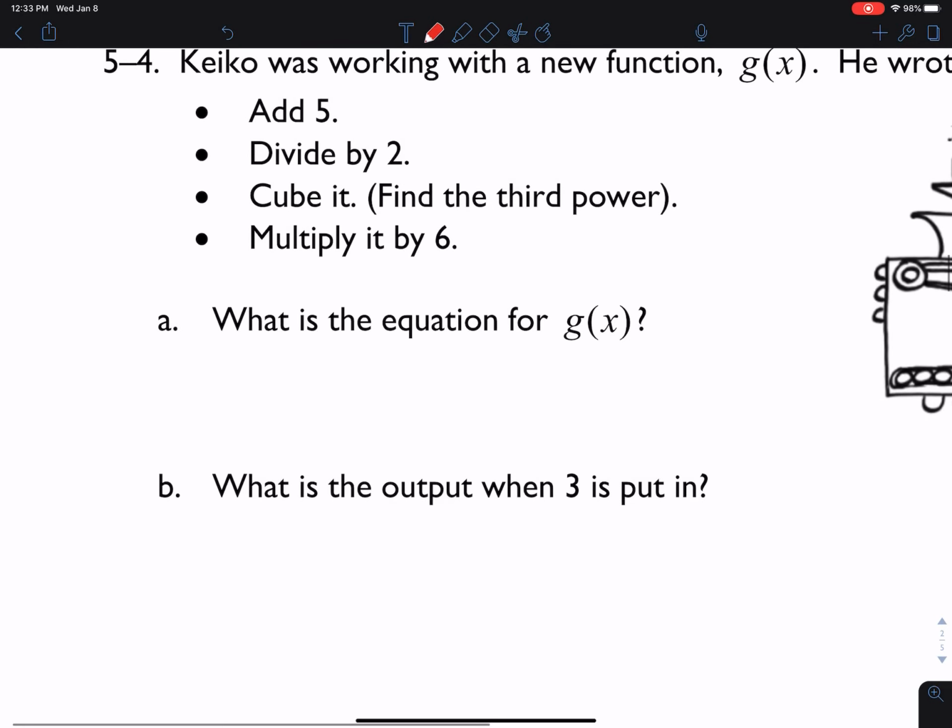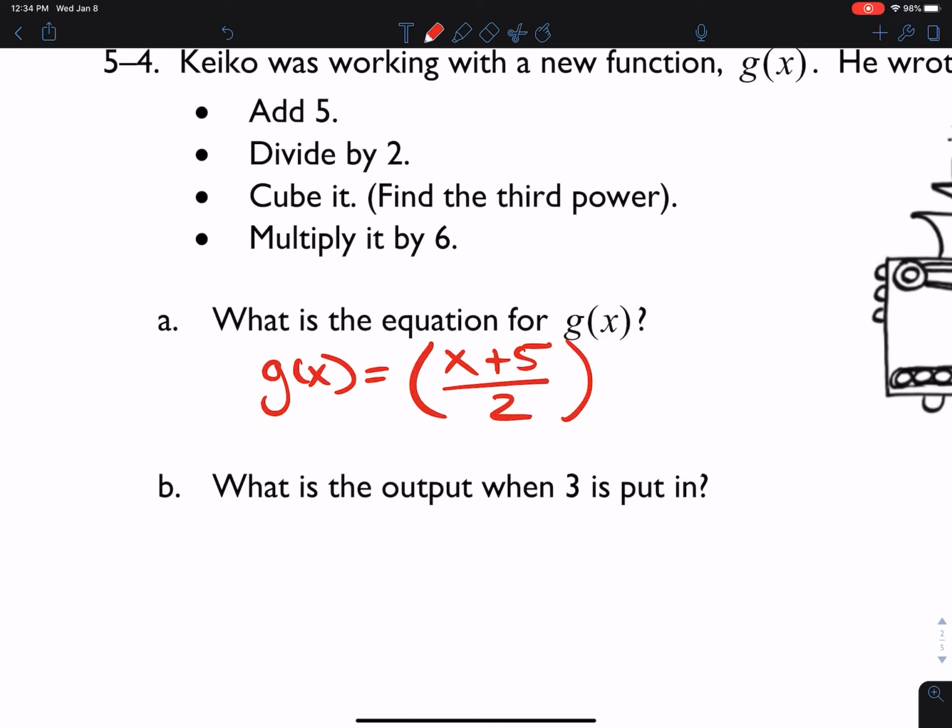Okay, so I'm going to go ahead and answer that. We have g of x, and we know that it's going to have an input, so the input first is added by 5, then that quantity is divided by 2, then that quantity is cubed, so to include the whole thing, I'm going to use parentheses to the third power, and this entire quantity here is being multiplied by 6. So there is g of x.